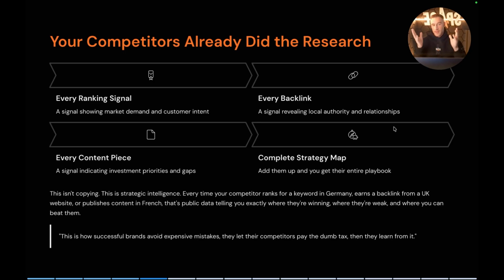So again, every time that you see these signals happening, so seeing that a competitor ranks for certain keywords in Germany, or earns backlinks from a certain country, or publishes content in a certain language, this is just public data that tells you what's winning, where they basically suck, and how you can beat them. And it is super interesting because this is a way how successful brands can avoid expensive mistakes, see where the competitor is slacking, and it also helps you avoid a lot of costs, a lot of problems later on. So just learn from it and take this into account when you start to implement your international SEO strategy.